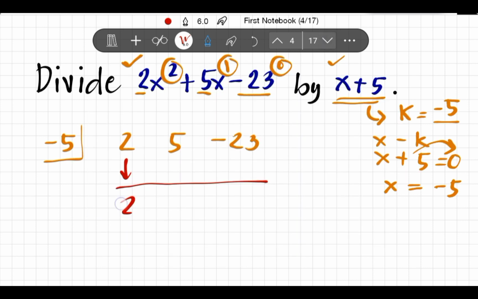Okay, fourth step, multiply the leading coefficient by k. So, this is the leading coefficient again, 2, and your k is this. This is your k. So, we will multiply the leading coefficient by 2. So, 2 times negative 5 is negative 10. And we put negative 10 on the next column.